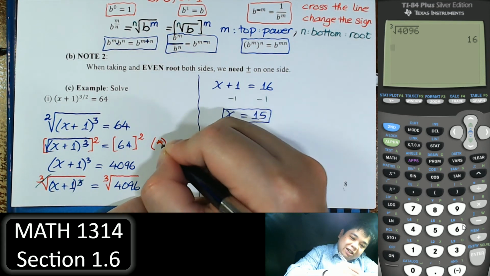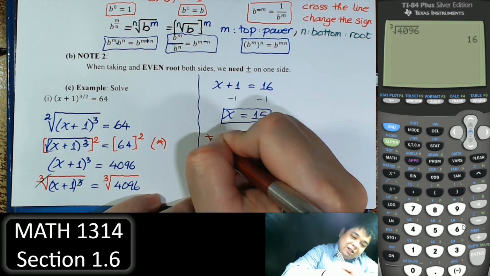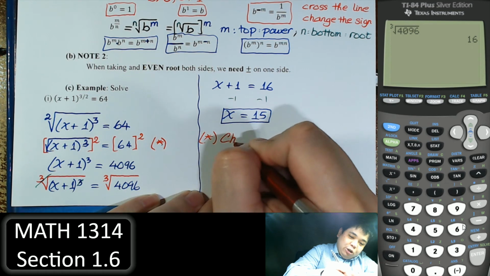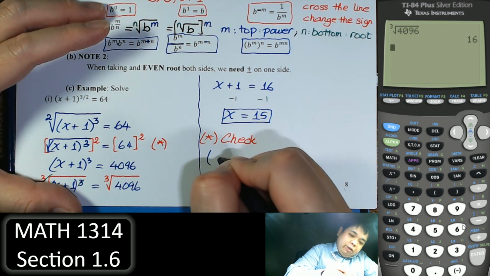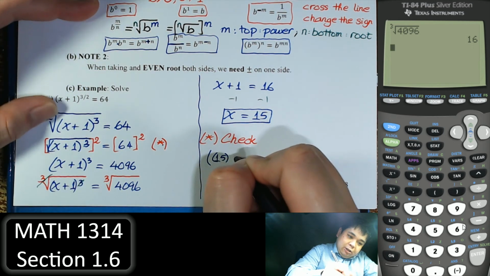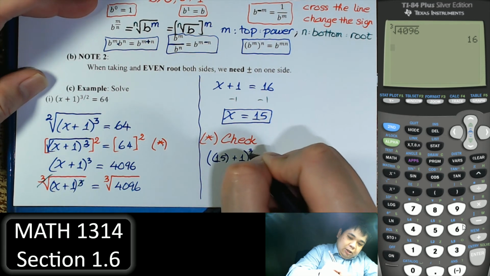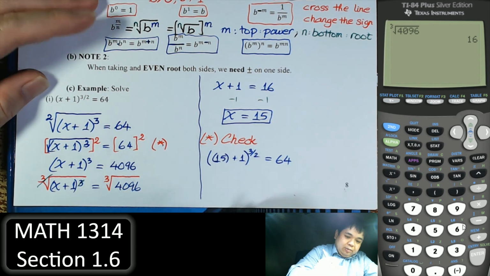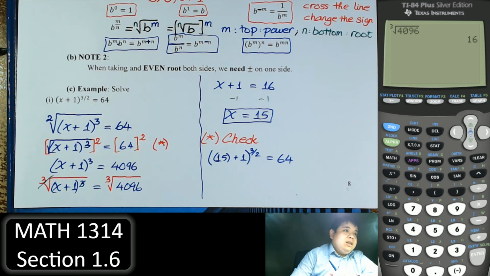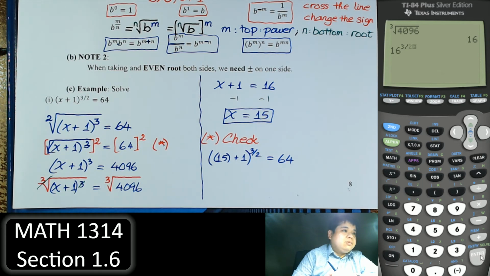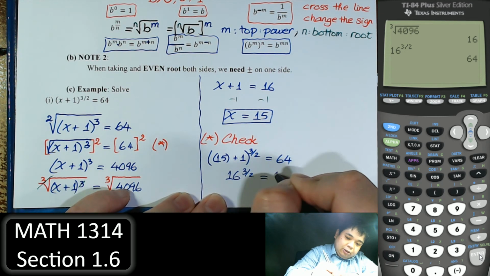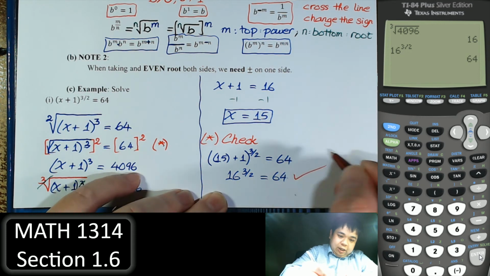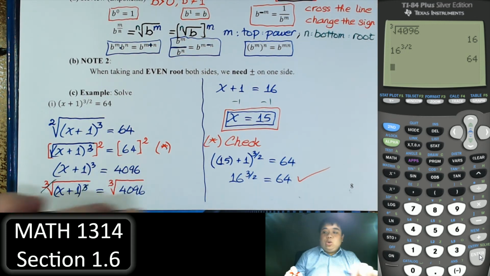I forgot. Check the answer actually, because we do square both sides, right? So I'm going to put 15 in for x. Raised to the 3/2 power. So that's 16. So I just say 16 to the 3/2. Yeah, so that checks. Yes, so indeed x equal to 15 is the solution.